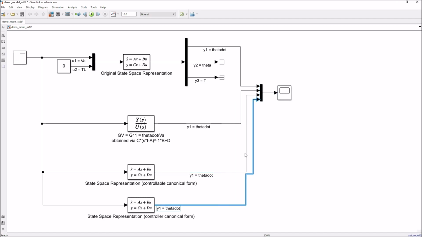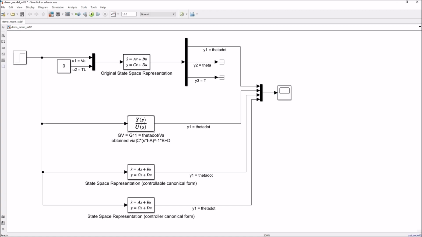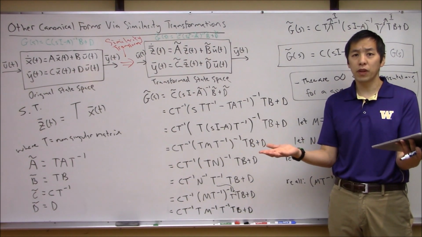Yep, they're all theta dot. So again, you run this puppy, and we check the output of the scope, and again, every single one of these is the same. So as we see, every single one of these representations is equivalent, at least from an input-output perspective.